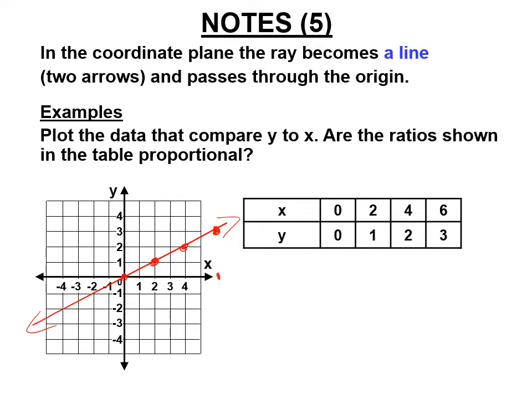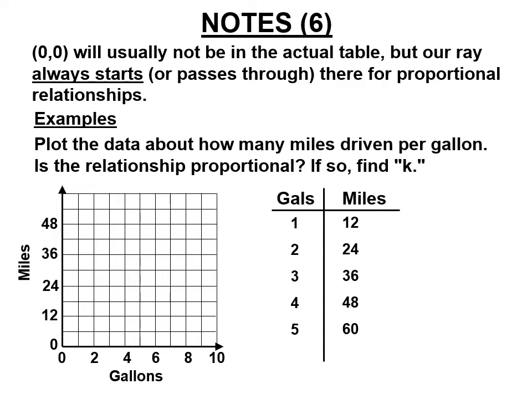A line has arrows on both ends. So do we have a straight line through 0, 0? Yes, we do. This is a proportional relationship. And we'll be adding these negative points later in the unit. Usually 0, 0 is not in the table because 0 over 0 is undefined. So even if it's not there, you're still going to start your graph at 0, 0 when we're in this positive quadrant here.